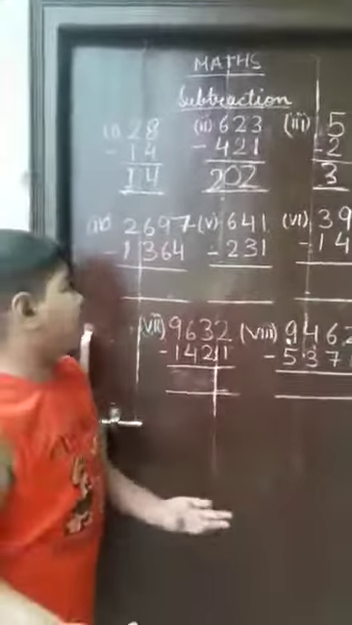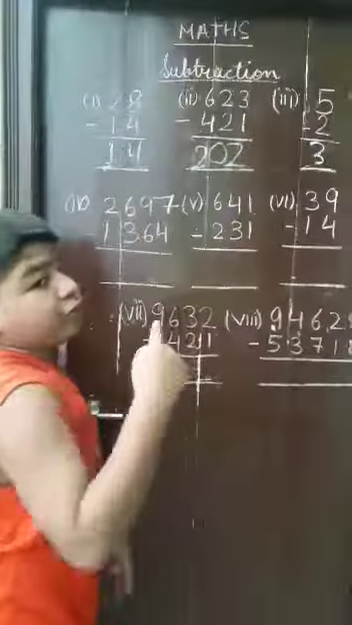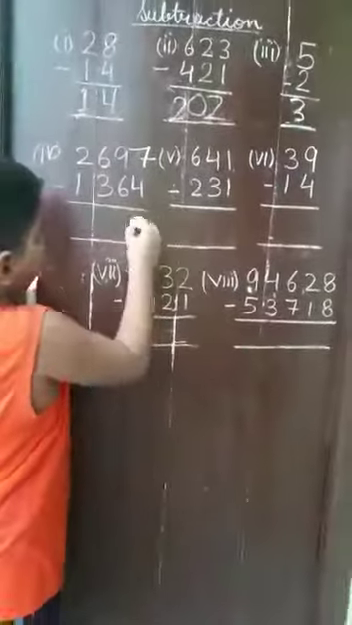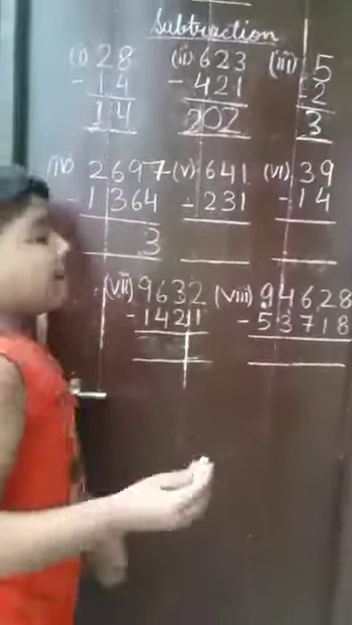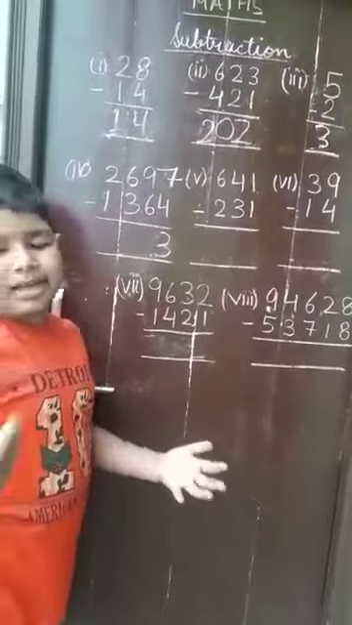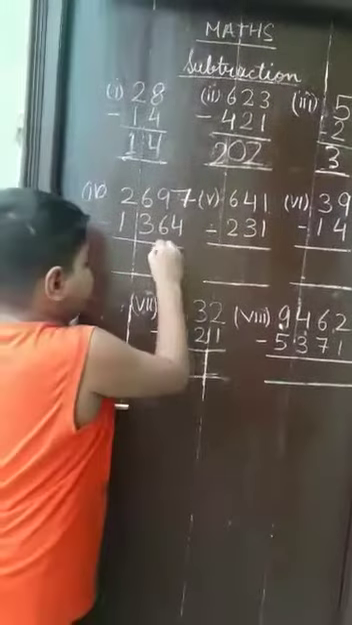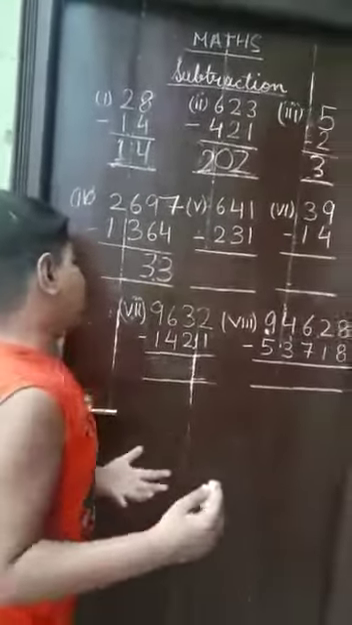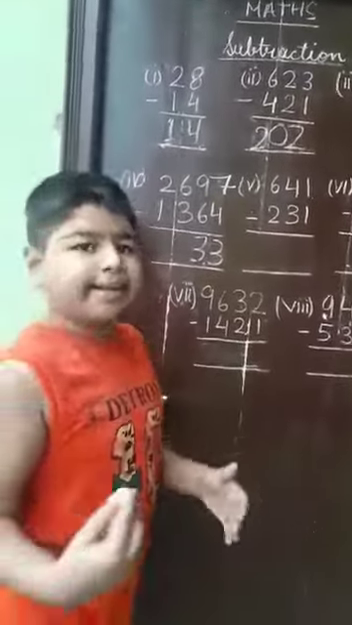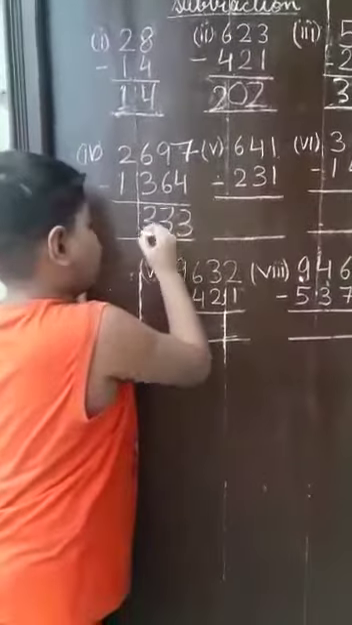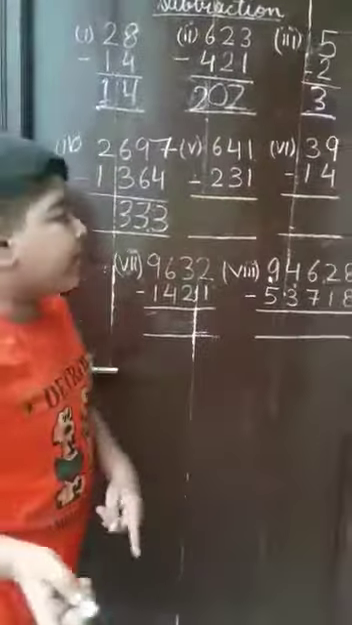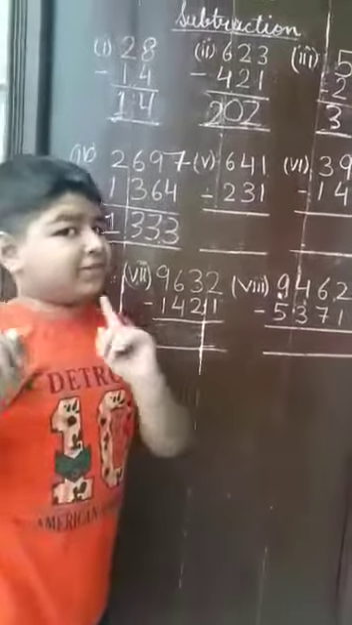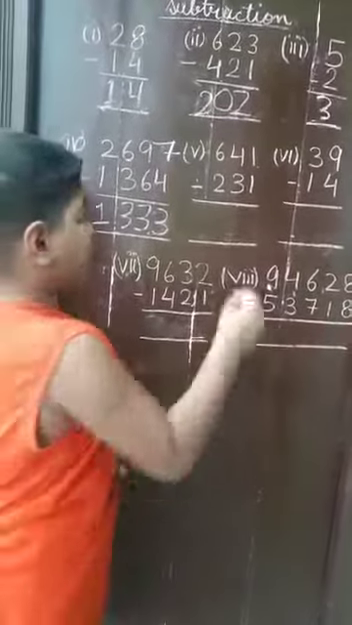Our fourth sum is 7 minus 4 is equal to 3. 9 minus 6 is equal to 3. And 6 minus 3 also is equal to 3. 2 minus 1 is equal to 1. And 1 minus 1 is equal to 0.